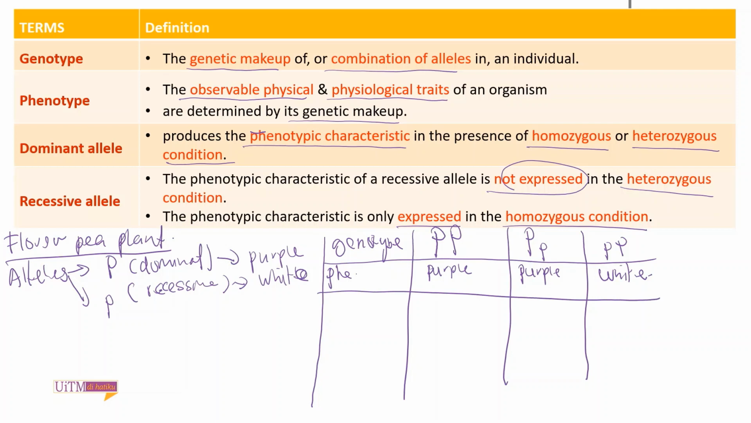So the individual with the first genotype is homozygous dominant. The second is heterozygous, and the third is homozygous recessive. The recessive allele is only expressed in the homozygous recessive condition. In the heterozygous condition, the recessive allele will not be expressed.